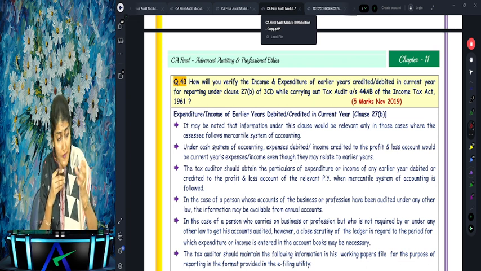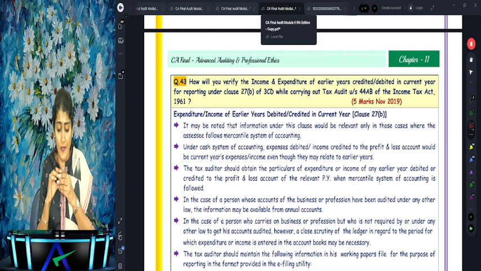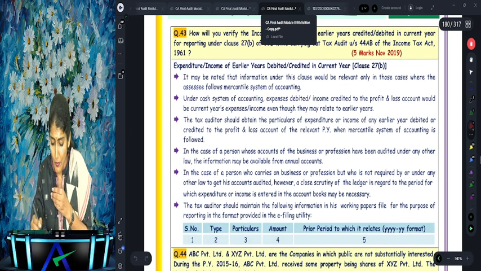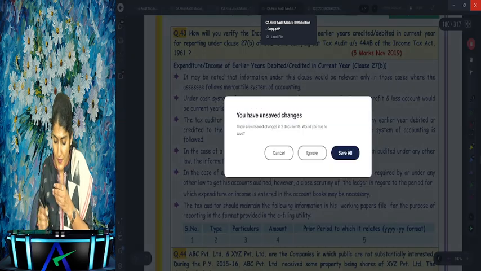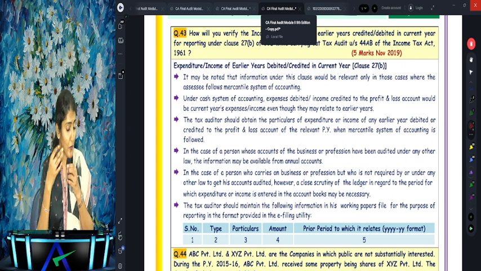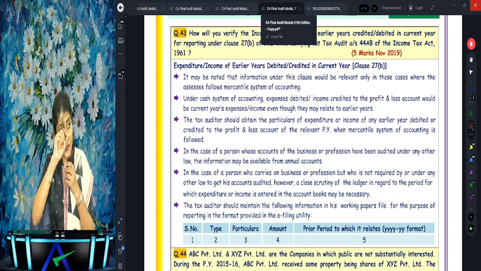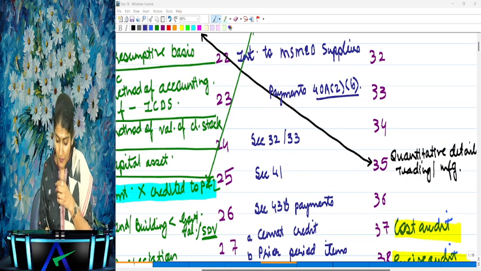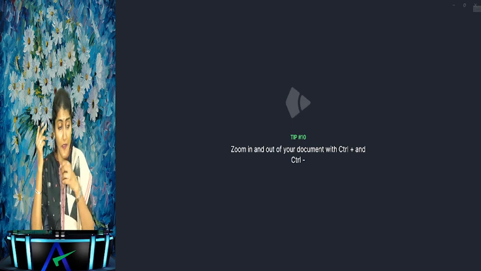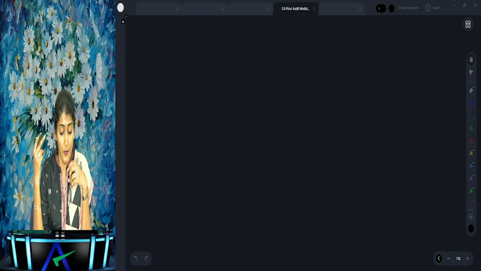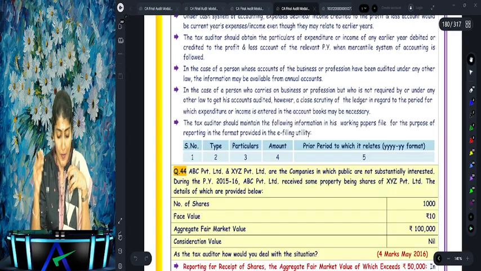For one, this clause is relevant only for those assessees who are following the mercantile system of accounting and not relevant for those assessees who are following the cash system of accounting. Do you agree with that? Because if they are following the cash system of accounting, then there is not going to be any concept of the prior period item. So what you need to check is whether they are following the mercantile system of accounting. 27A is regarding the SENVAT credit, and 27B is regarding the prior period items.